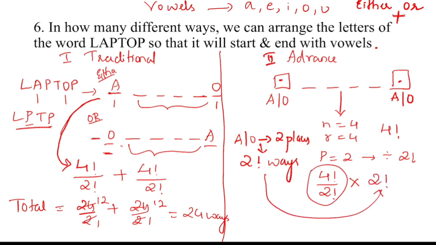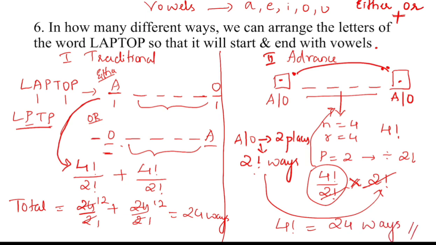This is nothing but regarding these 4 places, and the remaining 2 places can be arranged in 2 factorial ways. So multiply this result with this result, the ending result. So 4 factorial divided by 2 factorial into 2 factorial. So 2 factorial cancels, and what remains? 4 factorial, and we know 4 factorial value is 24. So therefore 24 ways we can arrange the word laptop. Okay, so this was one more method.